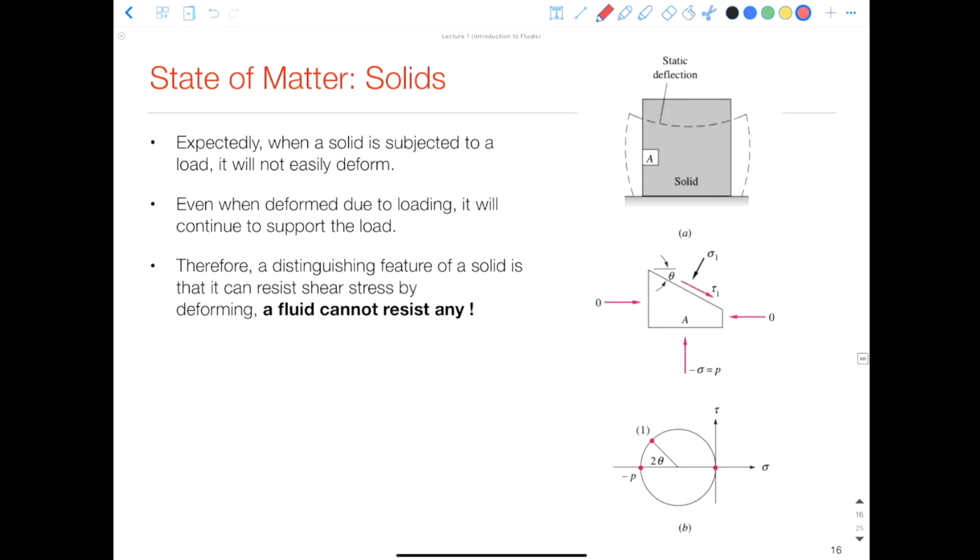So like we said before, when a solid is subject to a load, it will not easily deform. And even with a deformed load, it will continue to support the load. So after it deforms some amount, it's going to continue resisting that deformation. And the distinguishing feature of a solid is that it can resist shear stress, like we just said, and a fluid cannot resist any shear stress.